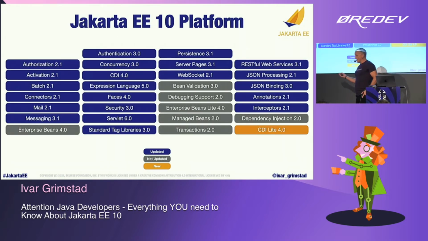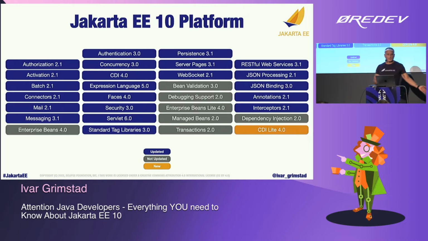And Jakarta EE 10 has a lot of specifications, and this is the Jakarta EE 10 platform. As you can see, most of the boxes here are blue, and those are the specifications that were updated in Jakarta EE 10. Those with the .0 after the version number are a major update, and the .1 releases are minor updates. We're trying to do semantic versioning on the specification level. So you can see about half of them are major updates, which potentially could mean breaking changes. And the others are minor updates, which will maintain backwards compatibility.